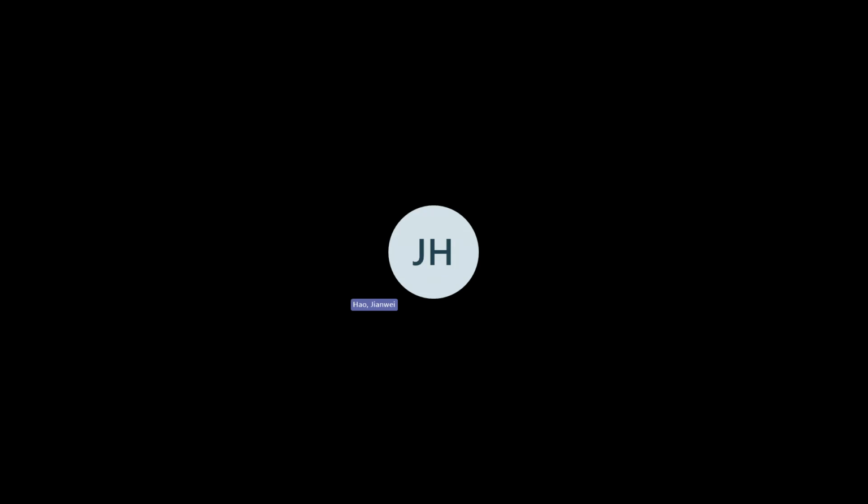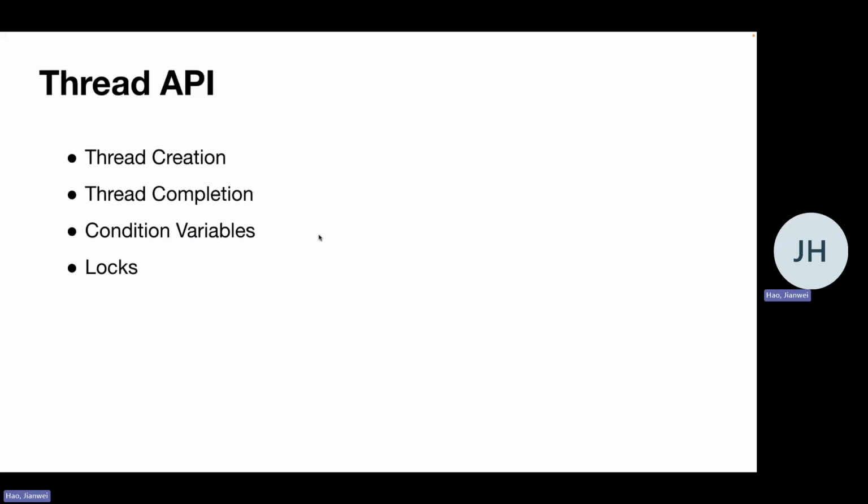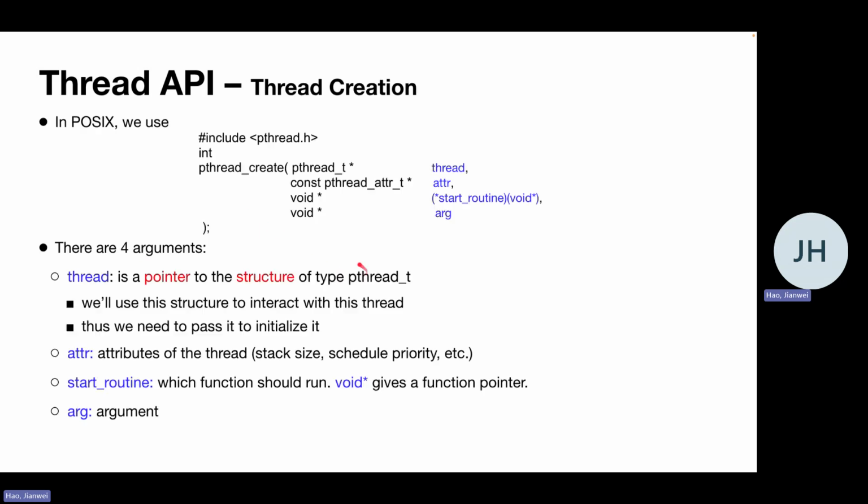So this part is about some APIs we frequently use for threads. There are 4 parts. First one is about the creation. And then it's the thread completion. And we have some APIs for the condition variables and the locks. Let's start with the first one, creation.